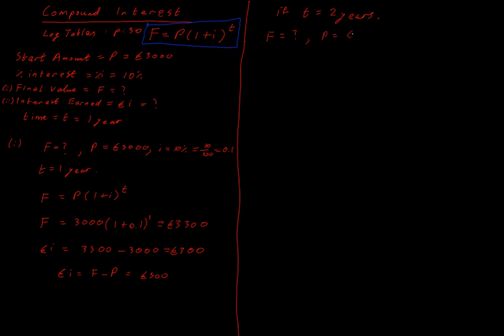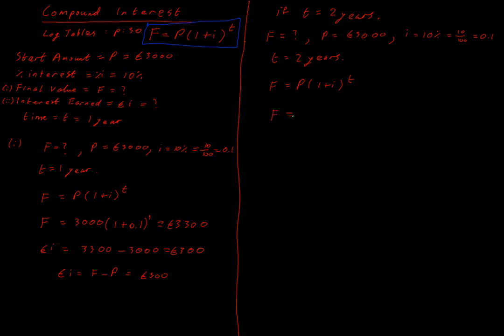My starting amount, my principal, is still 3,000 euro. My interest rate is still 10%. So I write that in again. And this time my time is going to be 2 years. I write down my formula from page 30 in my log tables. And now I'm going to write in all of my bits of information.